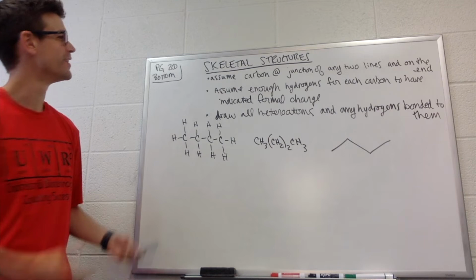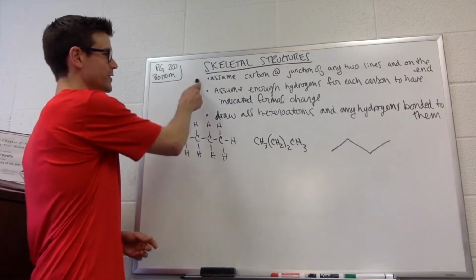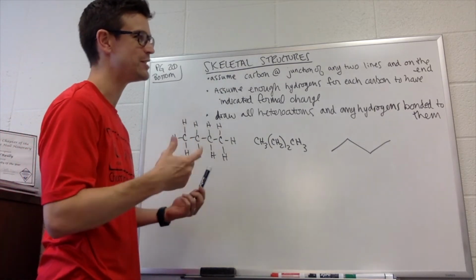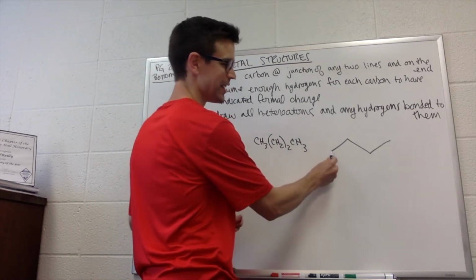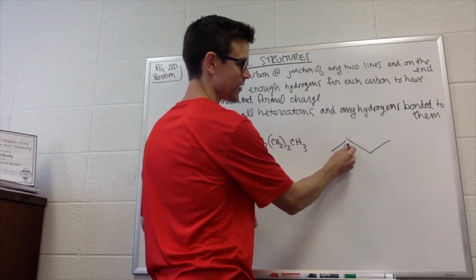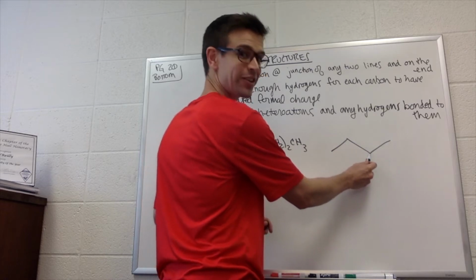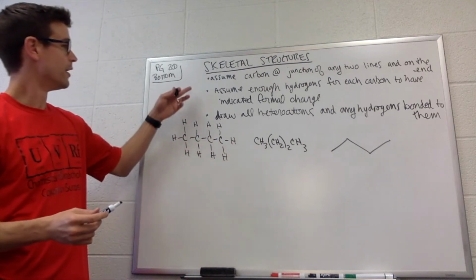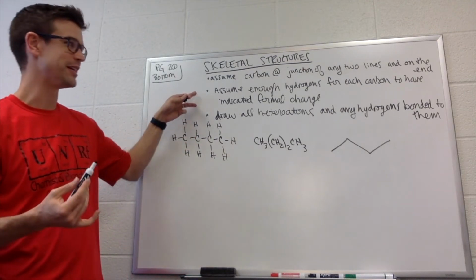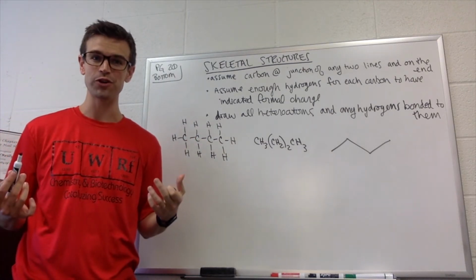Skeletal structures. So, what are skeletal structures? We assume that there's a carbon at the junction of any two lines and at the end of lines. So, this, that's a carbon. This, that's a carbon. This, what is that? It's a carbon. How about that one? Also carbon. Assume that there are enough hydrogens for each carbon to have the indicated formal charge.